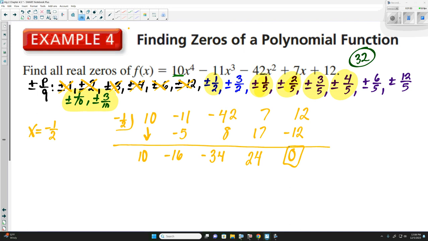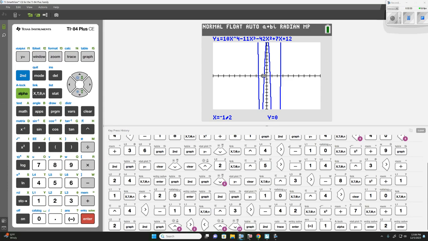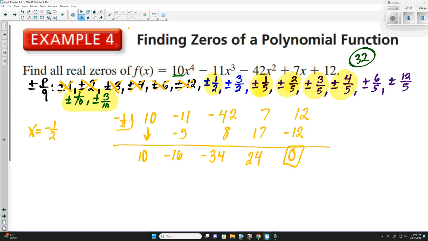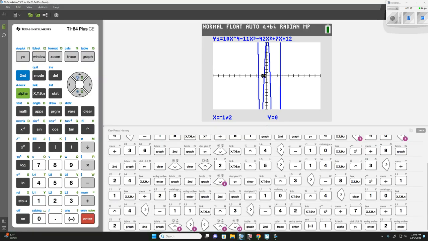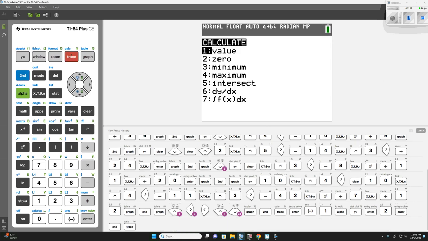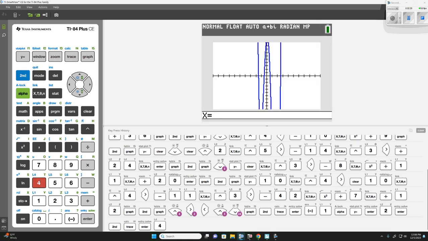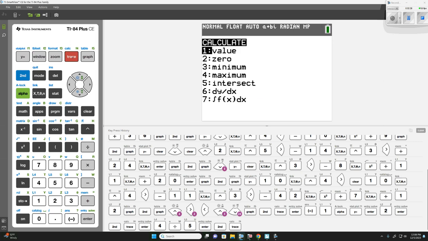Now, since it does cross the x-axis at negative 1/2, there's a good chance it's not going to work again. So now we're looking at one of our other points. So we're between 0 and 1, closer to 1. So we could try, say, 3/4 or 4/5. Again, we can do the same thing. Second trace, value, 4 divided by 5. Did that give us a value of 0? No. So we can exclude it.